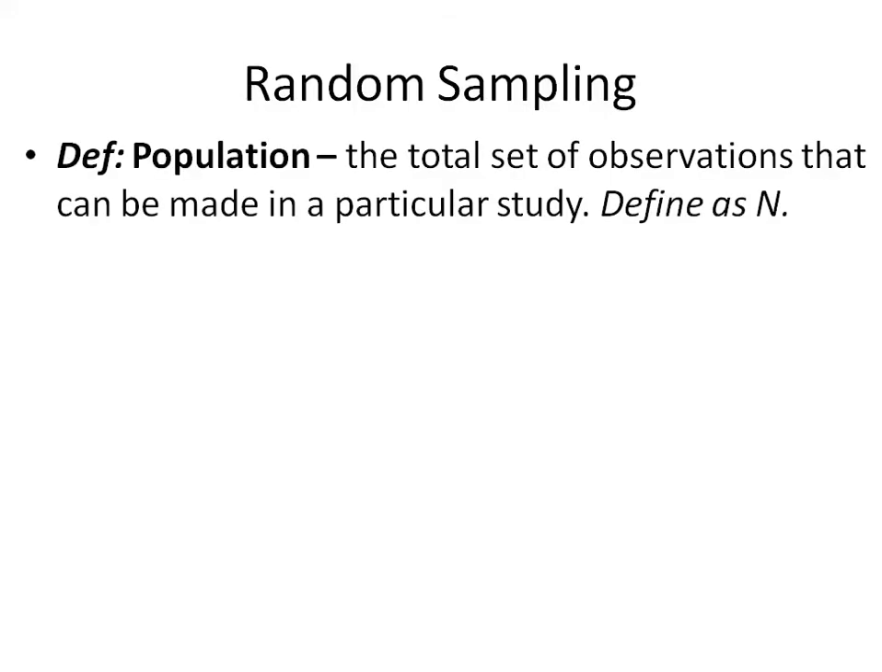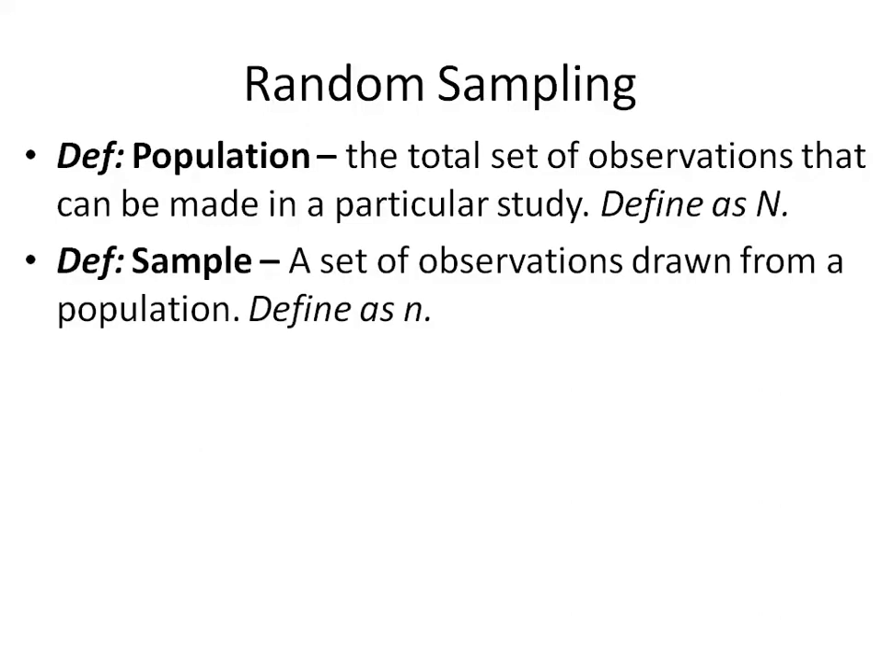This brings us to the concept of random sampling. With random sampling, the definitions of those means and variances change between what's known as a population and what's known as a sample. So we'll get into that here. First, we're going to define a population as the total set of observations that can be made in a particular study. So we'll define that as big N.